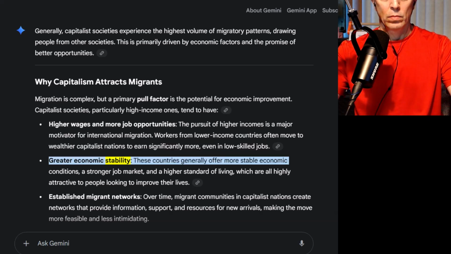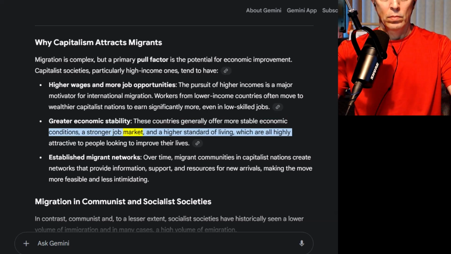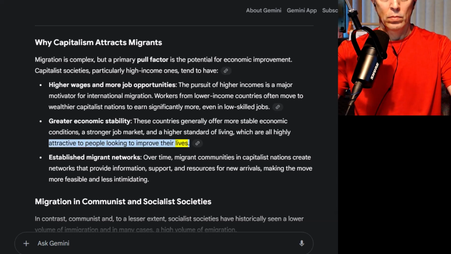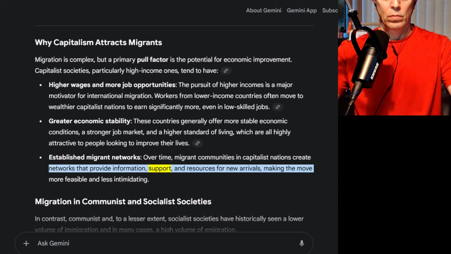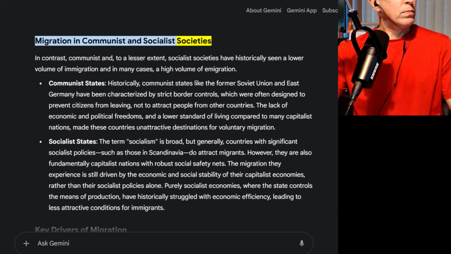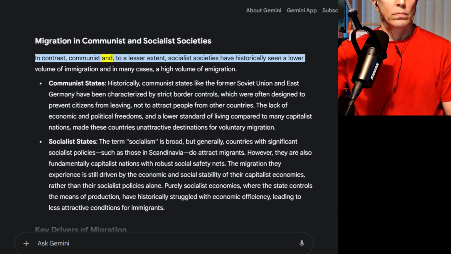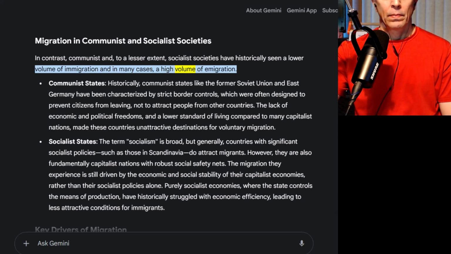Workers from lower-income countries often move to wealthier capitalist nations to earn significantly more, even in low-skilled jobs. Greater economic stability. These countries generally offer more stable economic conditions, a stronger job market, and a higher standard of living, which are all highly attractive to people looking to improve their lives. Established migrant networks. Over time, migrant communities in capitalist nations create networks that provide information, support, and resources for new arrivals, making the move more feasible and less intimidating. Migration in communist and socialist societies. In contrast, communist and, to a lesser extent, socialist societies have historically seen a lower volume of immigration and, in many cases, a high volume of emigration.